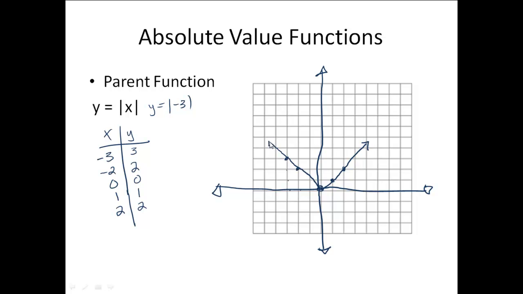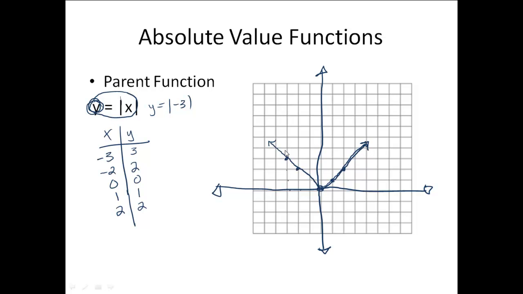The reason for that is when we just have this plain parent function, absolute value, I can never get my y to be negative, because anytime I take the absolute value of a number, it's going to return the positive, because absolute value is your distance from 0. So we will not be down here when we have our parent function. Now we can shift our graph to get it down there, but that will be coming later. So our parent function looks like this.